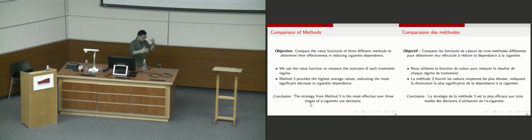So to compare the different methods, we also consider the so-called value function. Here, we compare the value functions of the three methods to determine their effectiveness in reducing cigarette dependence. So the result and the conclusion here is that method 3, using our proposed network weights, provides the highest average values, indicating the most significant decrease in cigarette dependence.